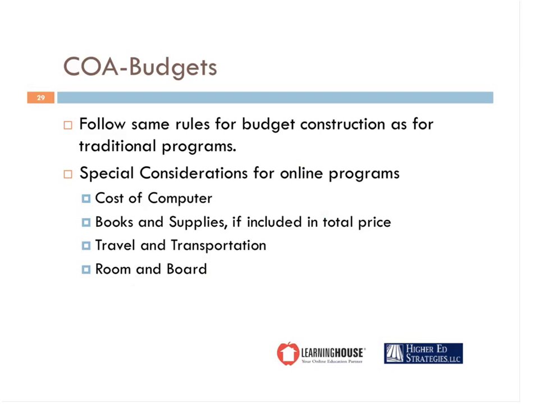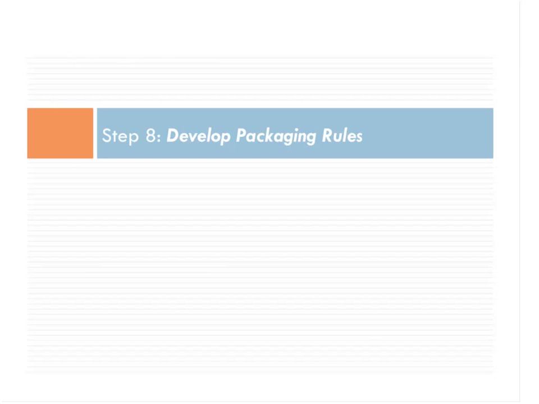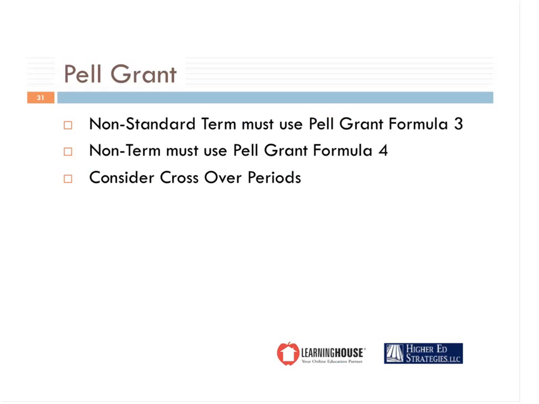Travel and transportation will probably need to be different, again, depending upon the type of program you're offering. If it's on the ground, obviously you're still going to have that. If it's online, you probably will want to minimize the allowances in those areas, if allow them at all. And room and board, it doesn't matter what type of program, the student still needs to pay for room and board.